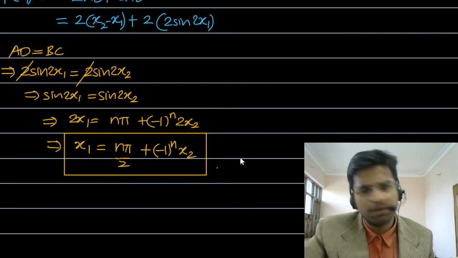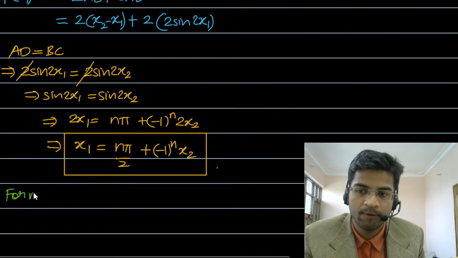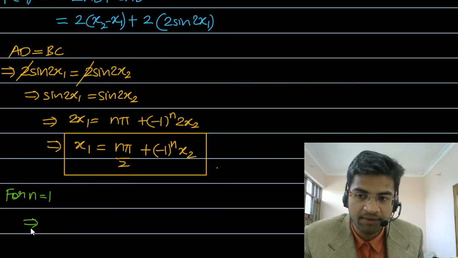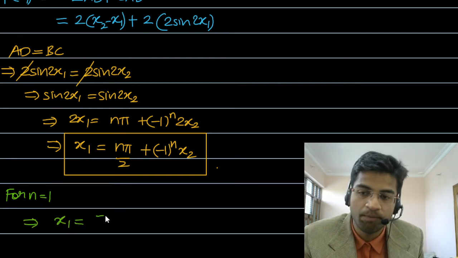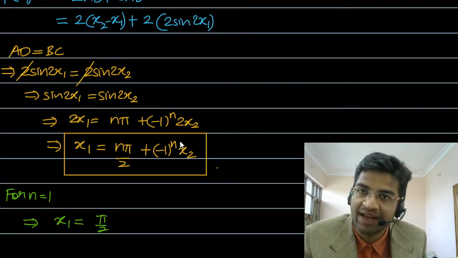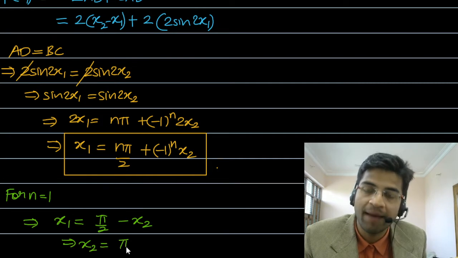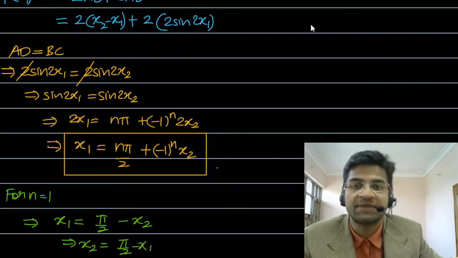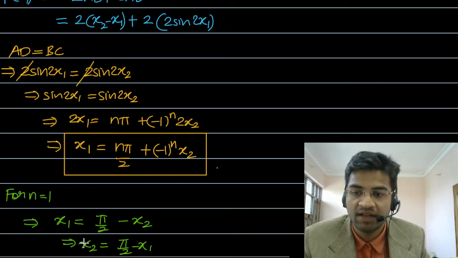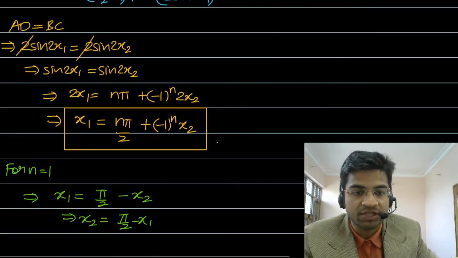Let us put n equal to 1. For n equal to 1, we will have the relation x1 is equal to pi by 2 plus (minus 1) to the power 1, which will be minus 1 only, times x2. So x1 is equal to pi by 2 minus x2, or x2 is equal to pi by 2 minus x1. So we have this relation between x2 and x1.